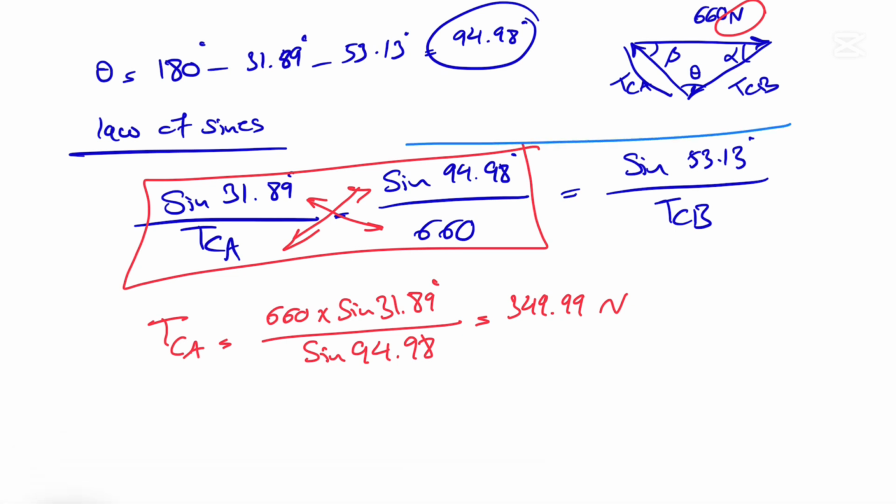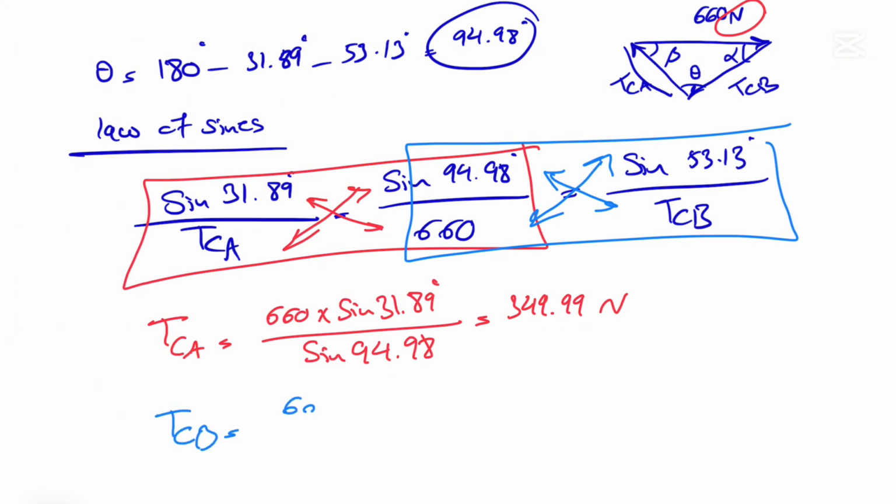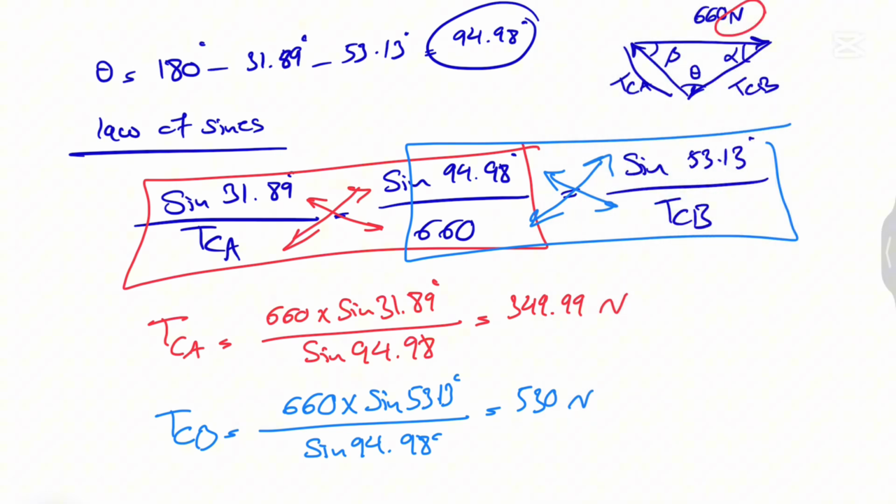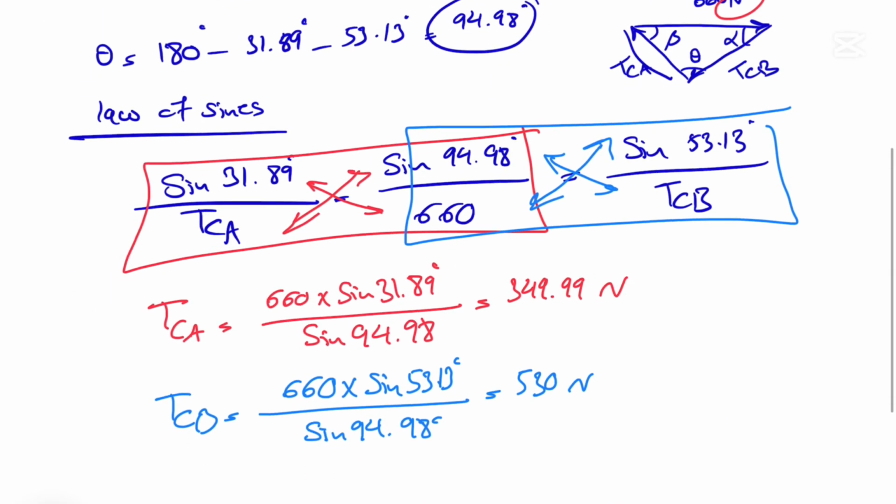And we're going to take these two in order to find TCB. And TCB in here would be 660 times sine of 53.13 over sine of 94.98. Let's see what we get for this one. This is going to give us 530 newtons, which would be the answer for the B part of the question. So that was B, and this is our A part.